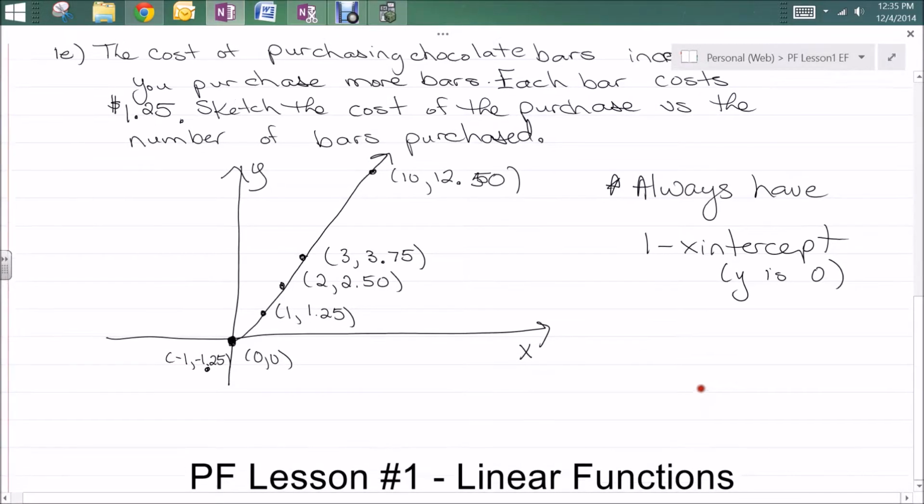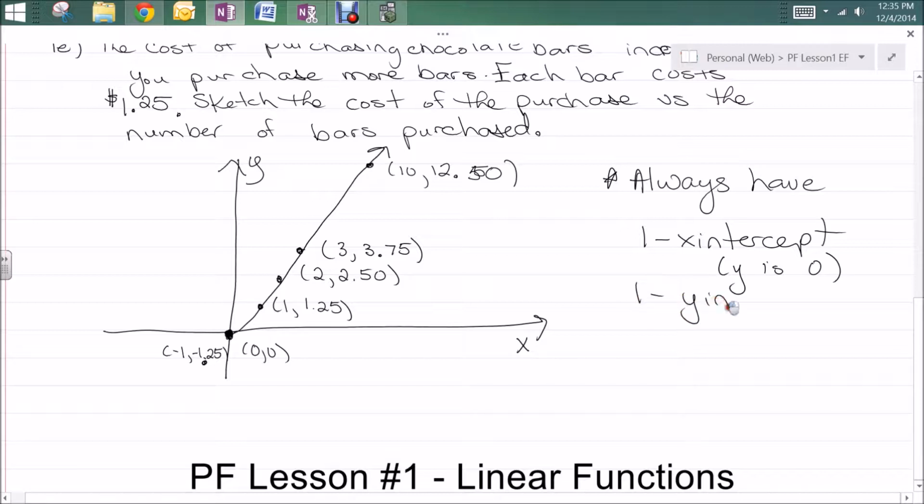The other thing that this graph always has is one y-intercept. Now, in this case, the y-intercept, or where it crosses the y-axis, is the exact same point. The next one I do, it's not going to be. But in this case, the y-intercept is the exact same point. It's right here, okay, right here at 0, 0. And in this case, the y-intercept is the cost of buying 0 chocolate bars. It's still 0, okay? So the number of chocolate bars you bought, or the x, is 0. So in this context, the y-intercept and the x-intercept represent different things.